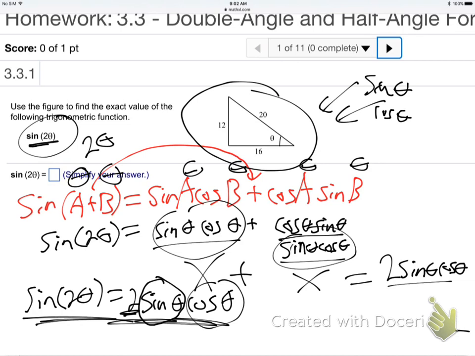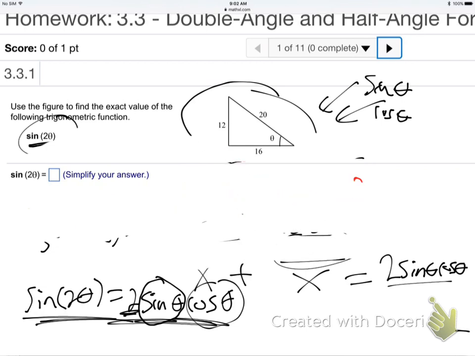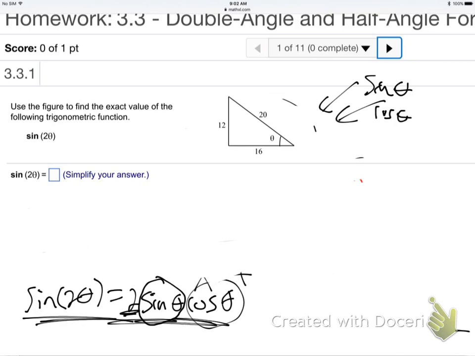So now that we have the formula, let me erase this stuff. And we'll just use the formula. So, okay, and you can just put the formula on your 3x5 card, just like this. Sine of 2 theta is 2 sine cosine. So remember in SOHCAHTOA.